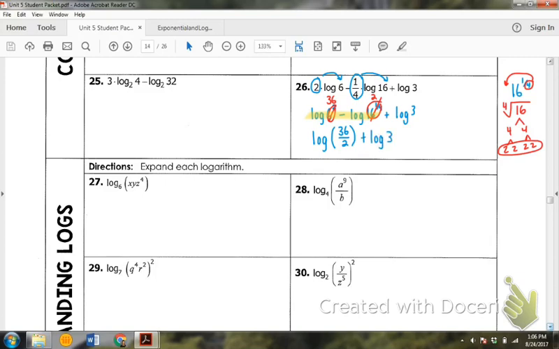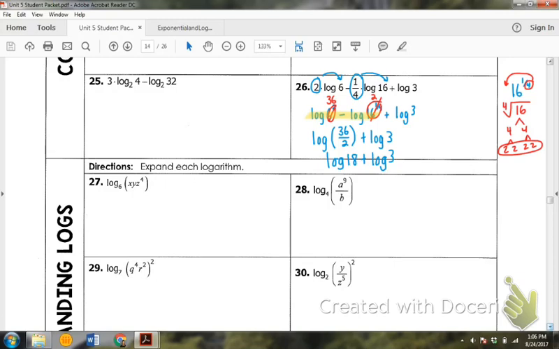Remember, they have the same bases, right? That's base 10. That's why we're allowed to combine it. 36 divided by 2, Braxton. Finish that one up for us. 18. So I really have log 18 plus log 3.